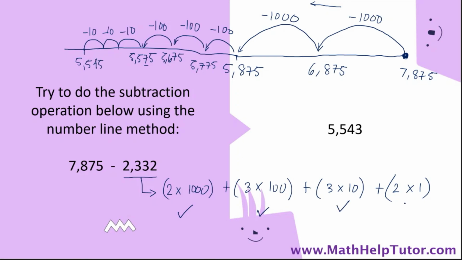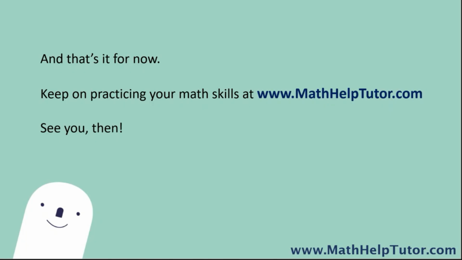And now, finally, we subtract two ones. Let's skip count minus 2. So 5,545 minus 2 becomes 5,543, which is our answer. And that's it for now.